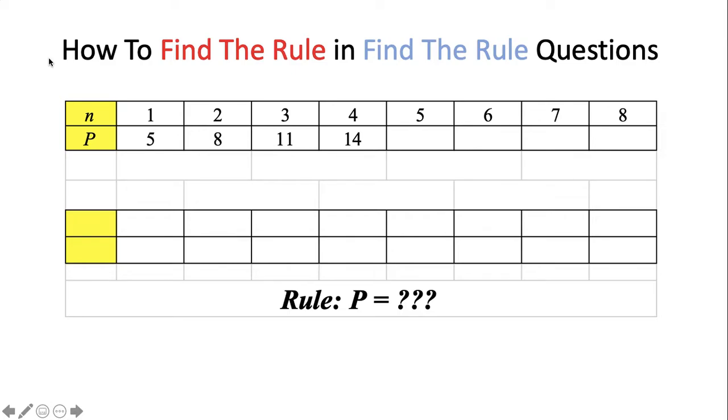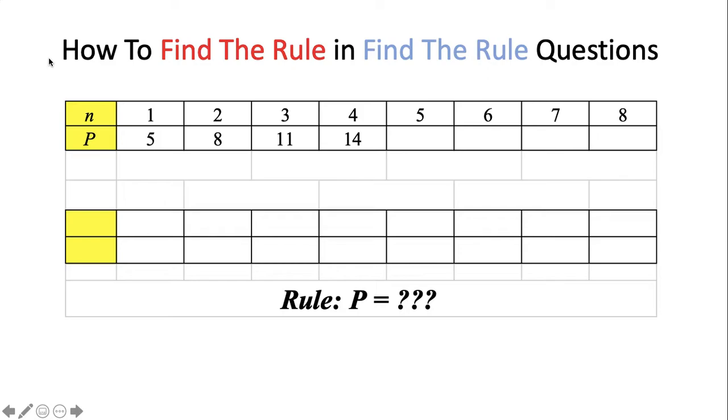So this is a little video to try and give you some strategies for the find the rule questions that always turn up in the on-screen exam at the end of NYP5. Now we're going to talk about three different kinds of rule that tend to appear in this video.